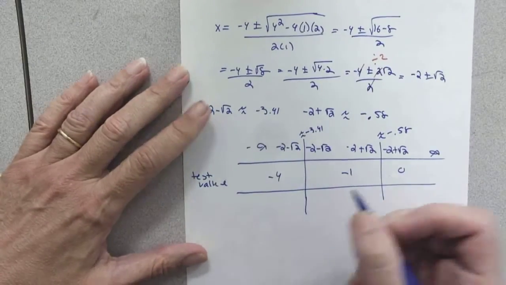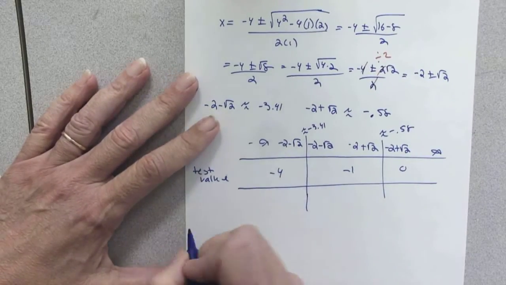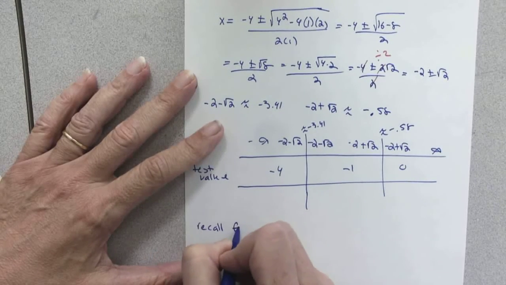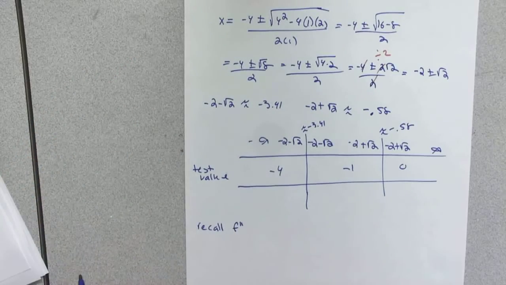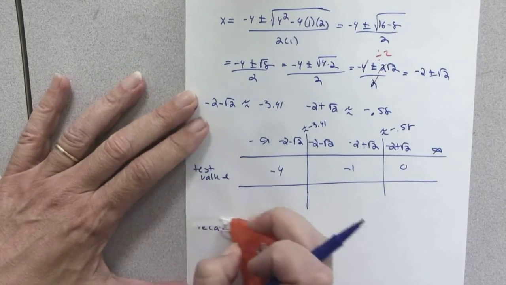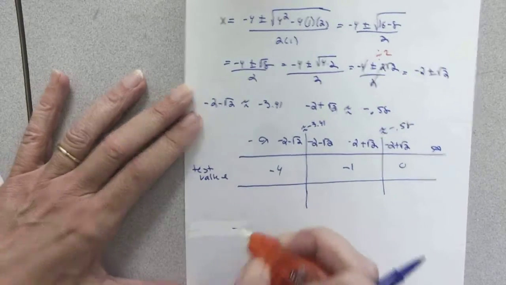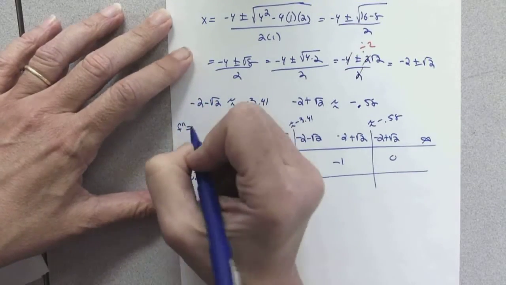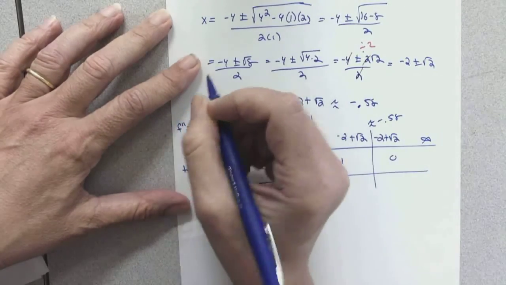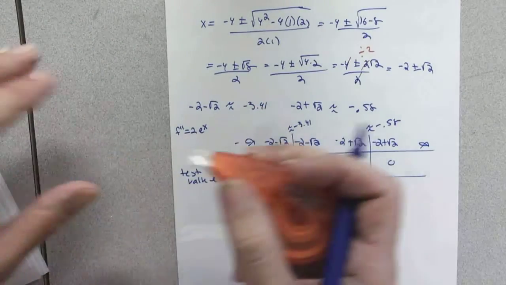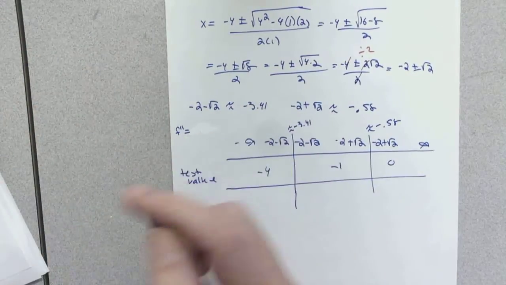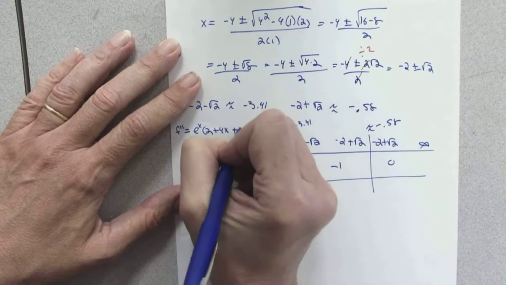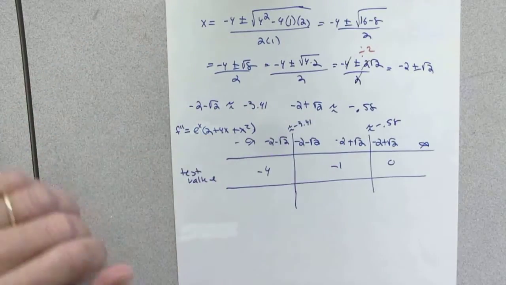And then I plug into my second derivative. Let's recall, I'll write it up here. The second derivative was 2e to the x, and I'm going to give it in the factored version. It was e to the x times 2 plus 4x plus x squared. That's what was my second derivative.